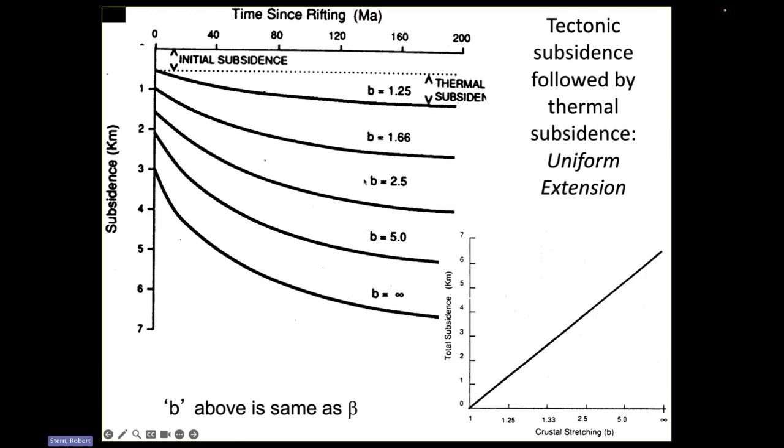And as we said, most continental rifts don't have a beta greater than 2. But the point is, the more extension you have, the greater the subsidence. Here we can plot beta versus total subsidence.